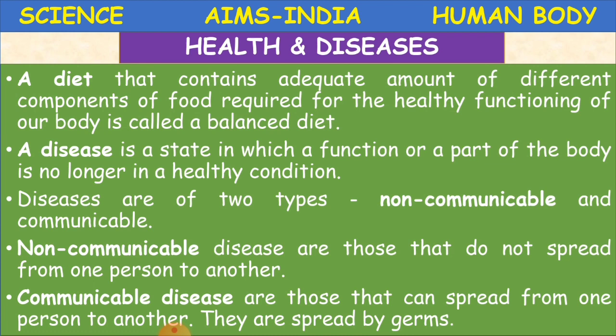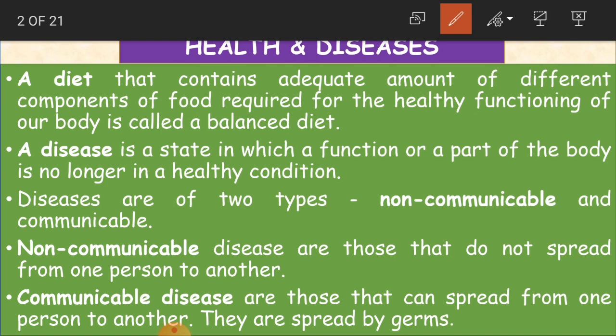A diet that contains an adequate amount of different components of food required for the healthy functioning of our body is called a balanced diet. So as we said, we need an adequate amount of different components of food, like carbohydrates, proteins, minerals, fats, fibers and all that. It is required for the proper functioning of our body. That is called a balanced diet.